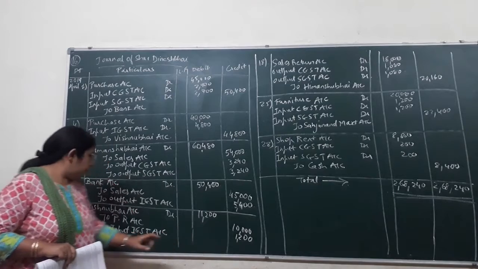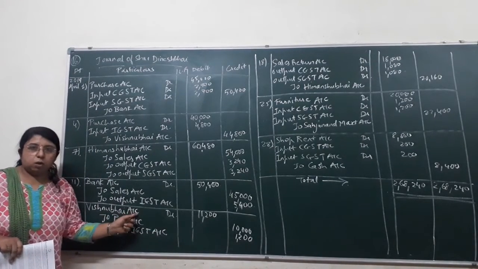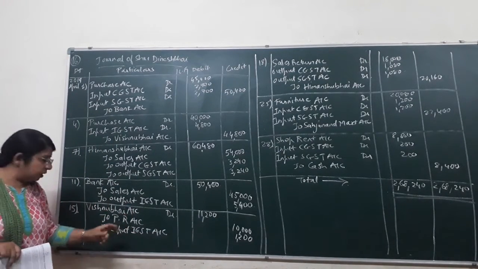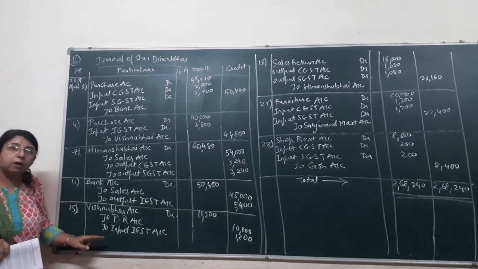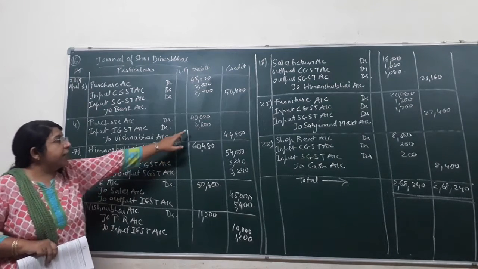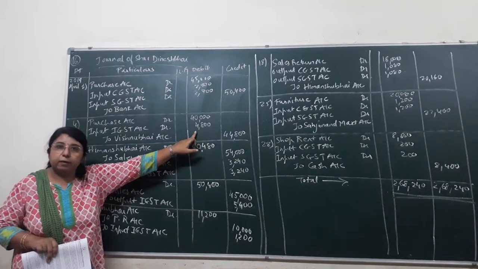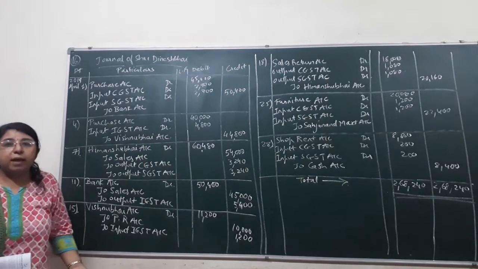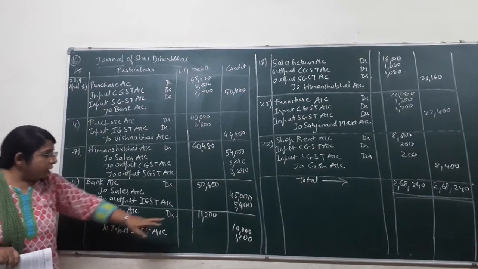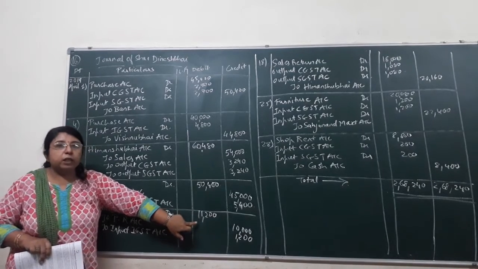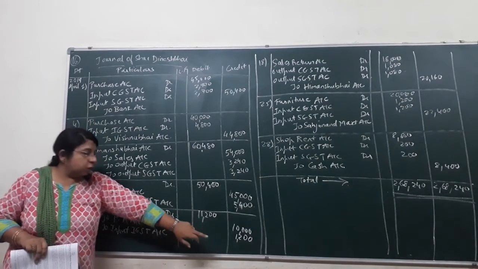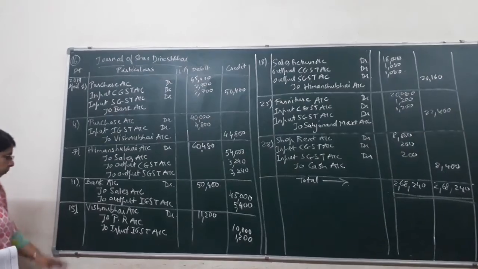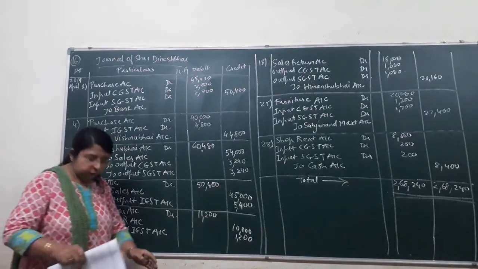That you have to debit to Vishnu Bhai's account, because Vishnu Bhai is now the receiver of these two amounts including the tax. Previously he had paid tax rupees 4,800. Now we are returning the goods to Vishnu Bhai, so now he is the receiver of the amount of the goods including the tax. Okay. So that's the end of the 15th transaction.